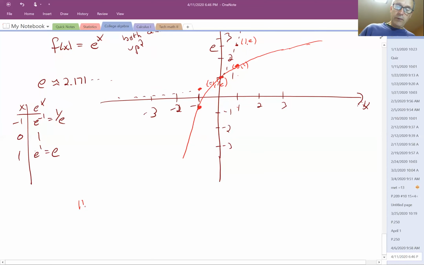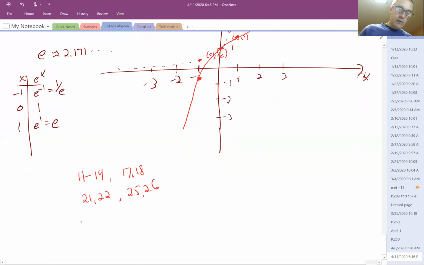So I'll do 11 through 14, 17, 18, 21, 22, 25, 26, 27 to 37, skip 31. This is all section 5.2, page 326.